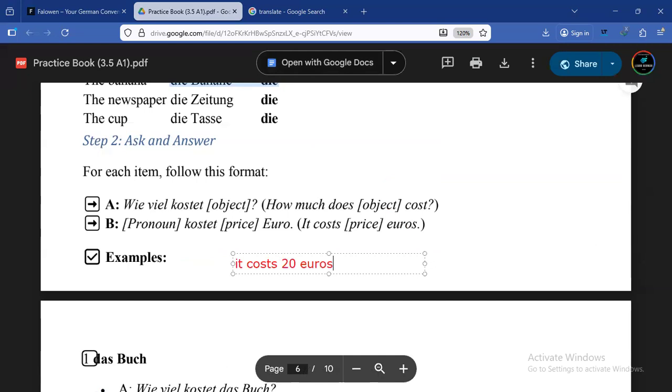So why did you use "es costed"? Die Banane is feminine. So you're supposed to use the gender pronoun instead of just the neutral pronoun. So if it's feminine, you have to use feminine. If it's masculine, you have to use masculine. If it's neutral, you have to use the neutral.